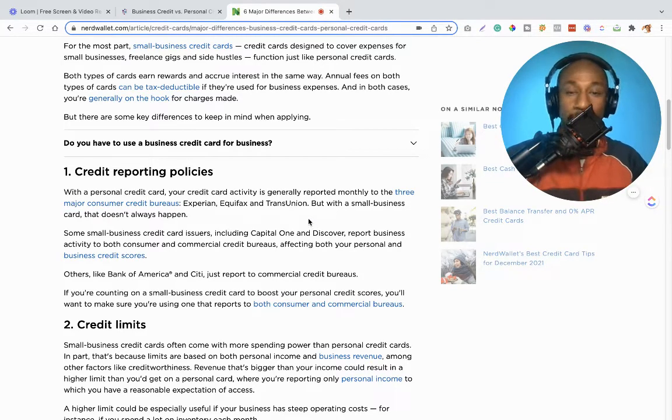Others, like Bank of America and Citi, just report to commercial credit bureaus. If you're counting on a small business credit card to boost your personal credit scores, you'll want to make sure you're using one that reports to both consumer and commercial bureaus.